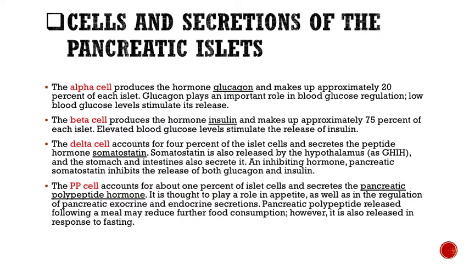The beta cells produce the hormone insulin and make up approximately 75% of each islet. Elevated blood glucose levels stimulate the release of insulin.